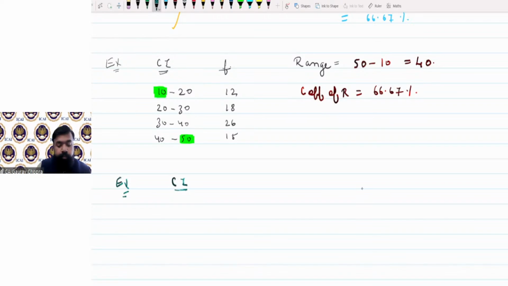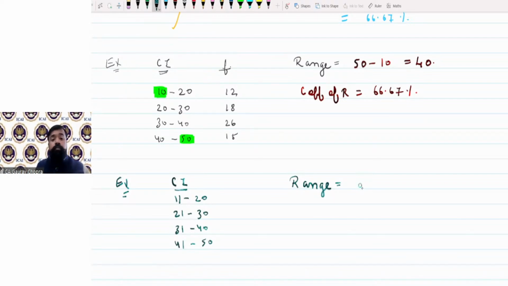Now let's say the class interval this time is 11 to 20, then 21 to 30, 31 to 40, 41 to 50. This is the class interval this time, and again we have to calculate the range. So what will be the range this time?